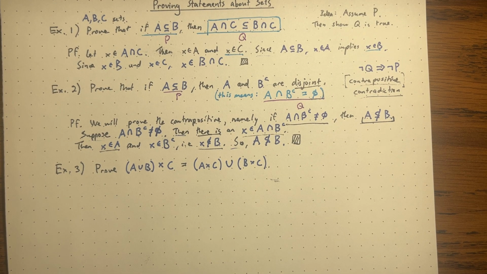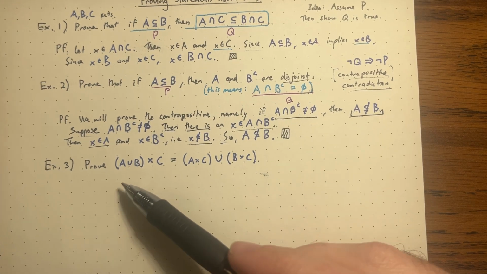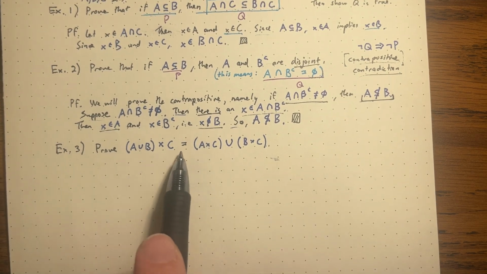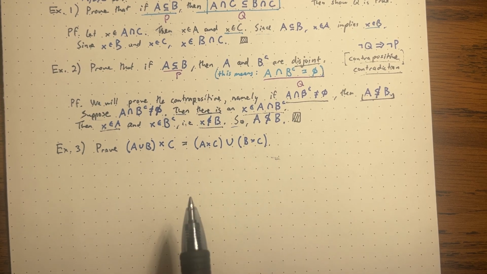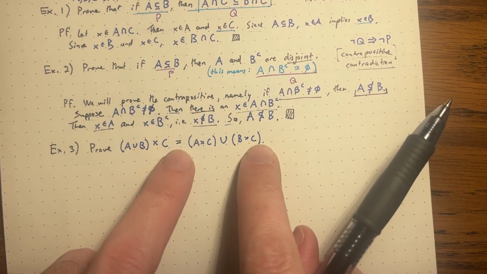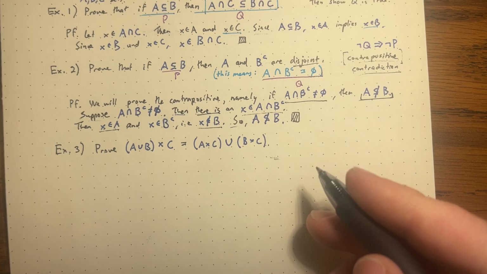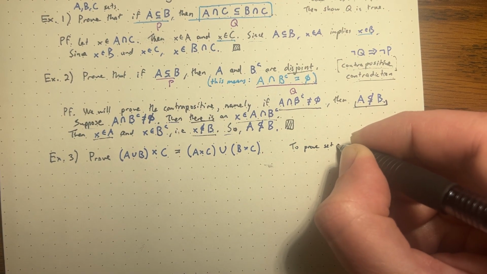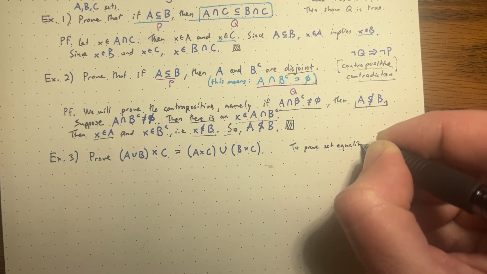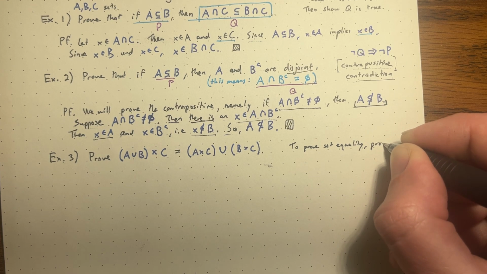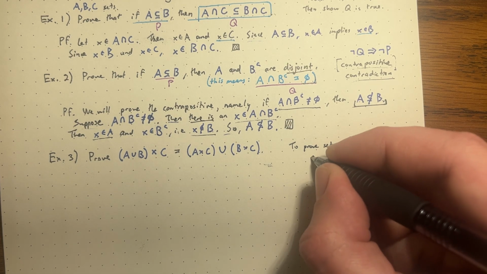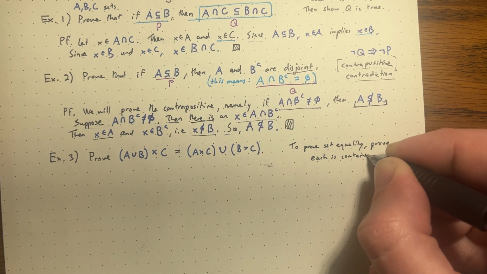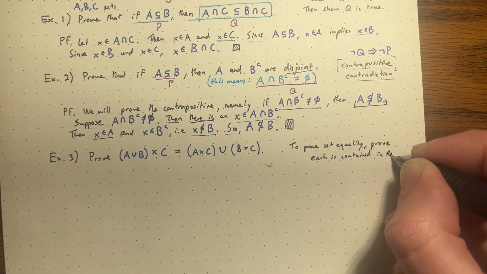Before we do anything, we should figure out what the framework of our proof is going to be, because this falls into a typical pattern that we've seen. We see two sets, we're trying to prove set equality. So let's just remind ourselves, to prove set equality, what do we do? We prove each is contained in the other. That's the way to do it.